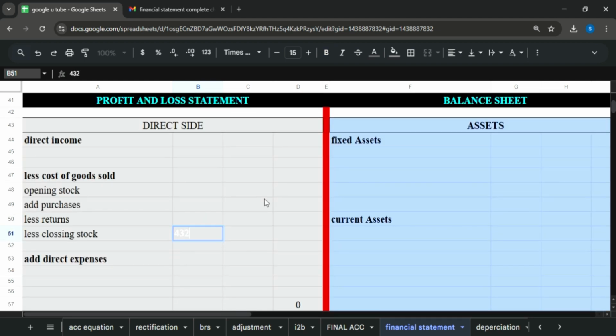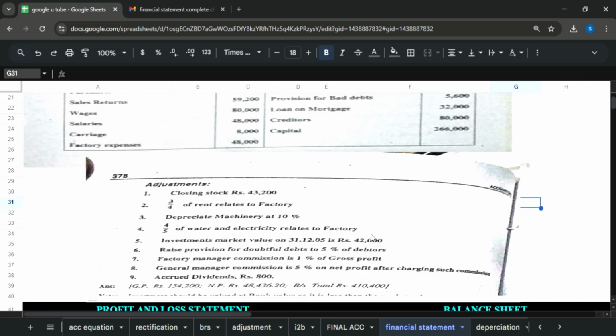Write down. As you know, all elements present in adjustment do have double effects, so closing stock we are now going to write on the current asset side. This way two effects of this adjustment have been completed. 43,200, this was the first, closing stock.